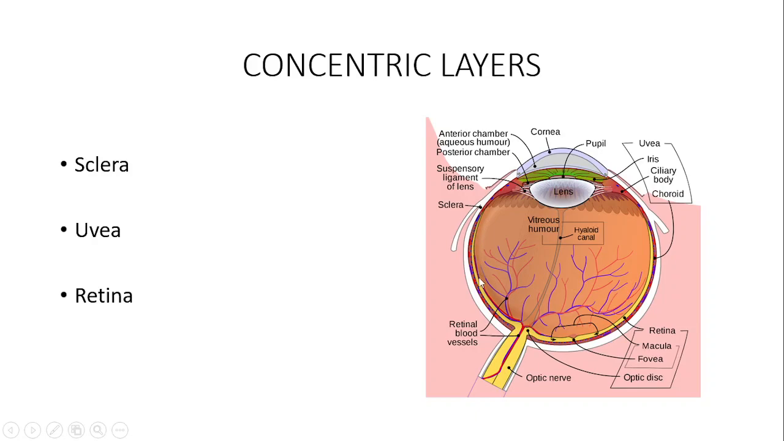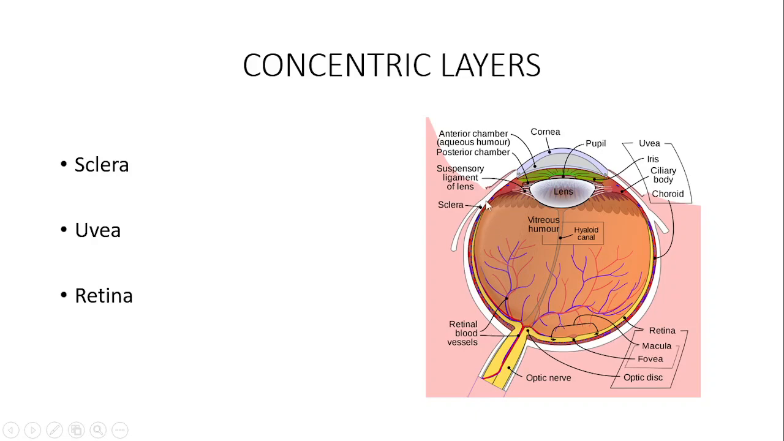This is it. It's known as the uvea. It is a vascularized layer. What does it do? It gives nutrition to the eyeball structures. And then we come to the innermost layer. Okay, it is called the retina. It helps us to see.